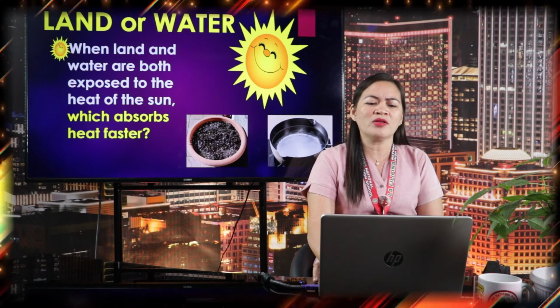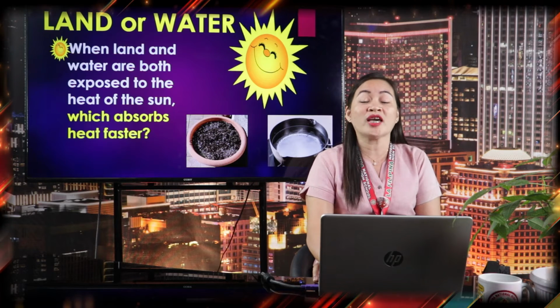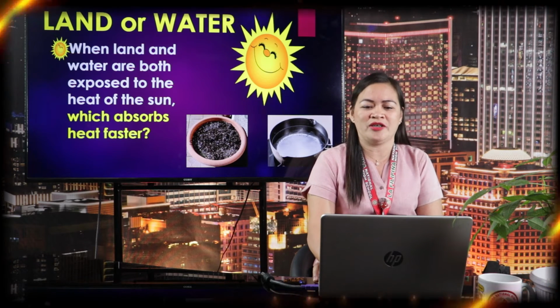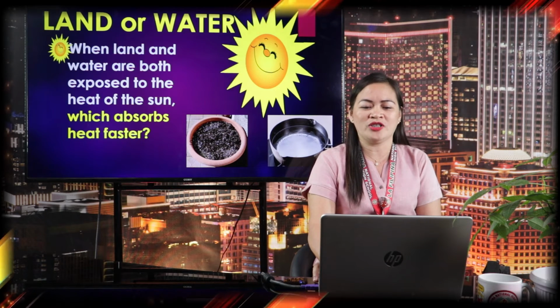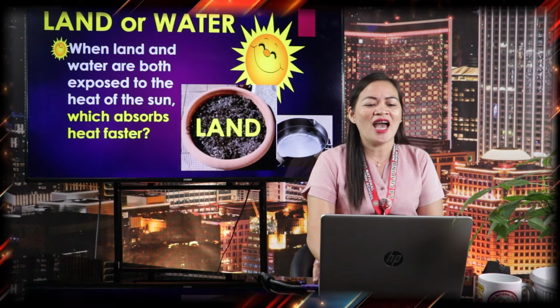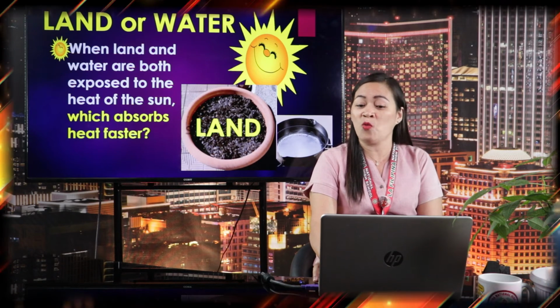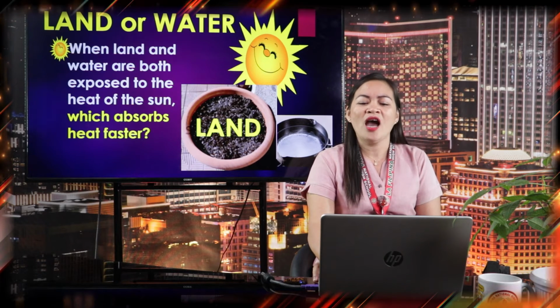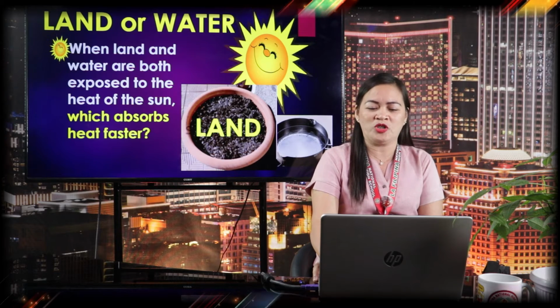Okay, talking about land and water. When land and water are both exposed to the heat of the sun, which absorbs heat faster? What do you think is the answer? Is it land or water? The answer is land. Land absorbs more solar radiation than water because land is darker than water. Generally speaking, darker colors absorb more heat than light-colored objects.